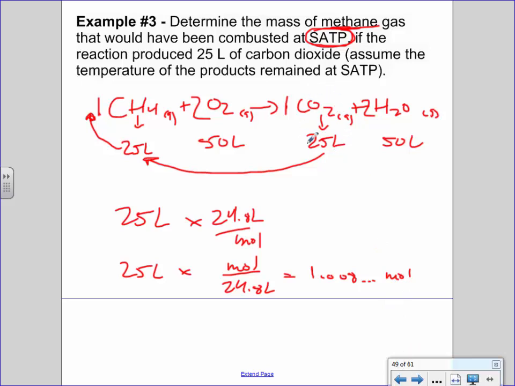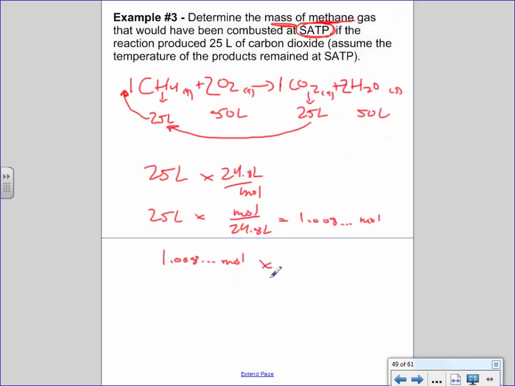So I'm kind of going in reverse order. I took my final volume right here of carbon dioxide. I used the coefficients to figure out how much volume of methane I would need. Now this volume of methane though, at SATP, I can convert it back to a mole ratio, try to figure out how many moles there actually were. Once I have this moles number, I wanted a mass, right? Well, this is grade 10 molar mass type stuff then, right? Multiplied by a gram per mole for methane, which is 16.05.